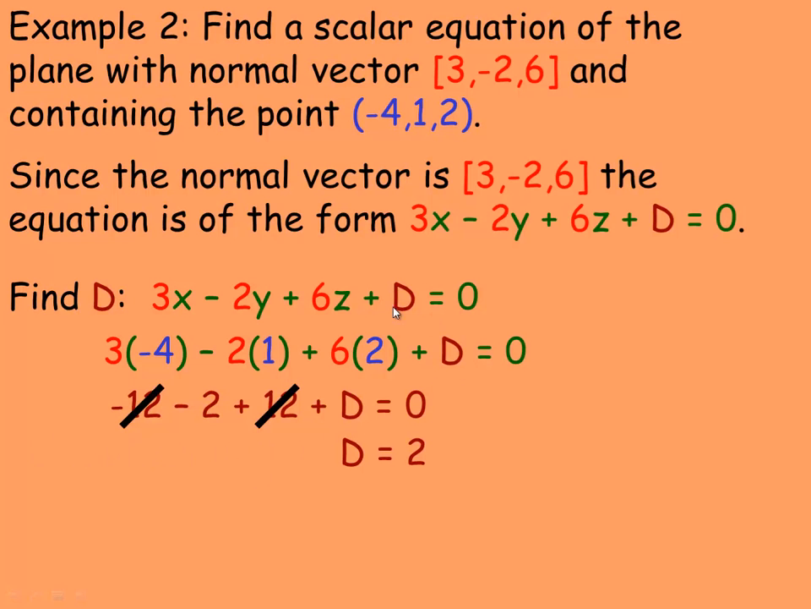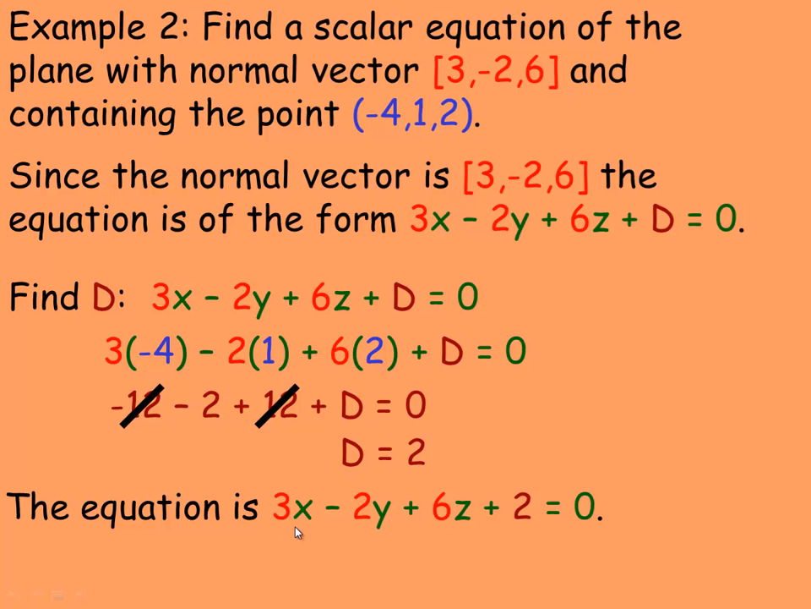And so putting a 2 in here, the equation of the plane, or a scalar equation of the plane, would be 3x minus 2y plus 6z plus 2 equals 0.